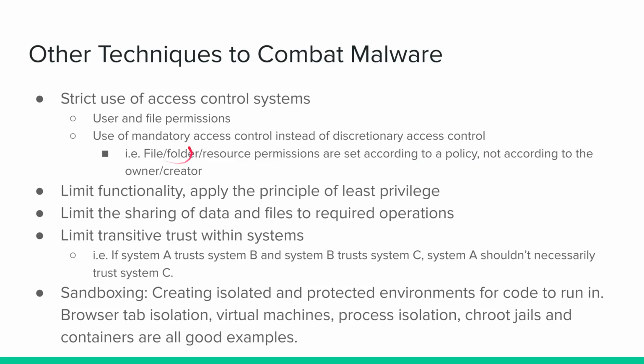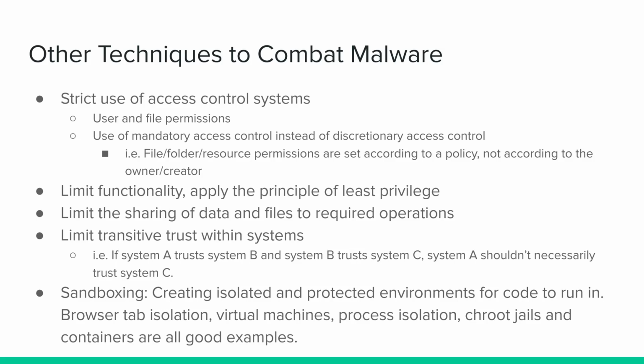And we can extend this beyond just a file and a folder to any resource, like a network resource, or even an entire system. So locking down access control is one mechanism that can help prevent the spread or the initial infection by malware. We can limit functionality by applying and being diligent about our use of the principle of least privilege, right? So assign resources only the permissions they need to do their job.